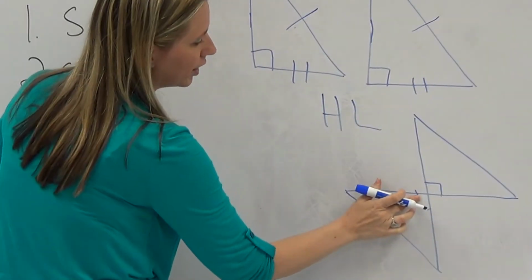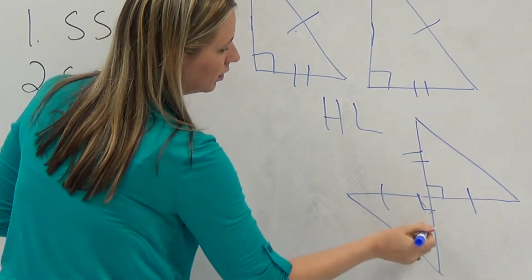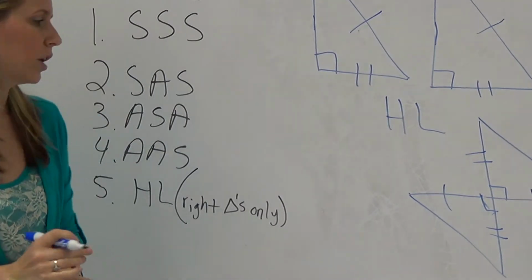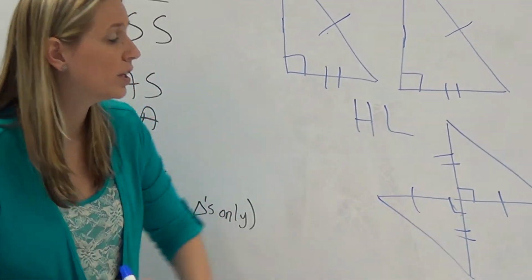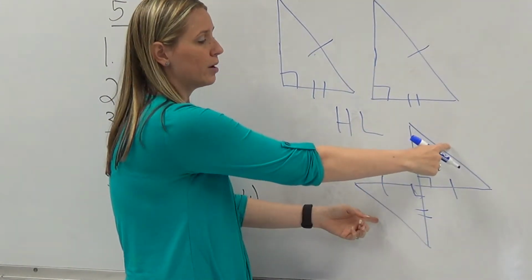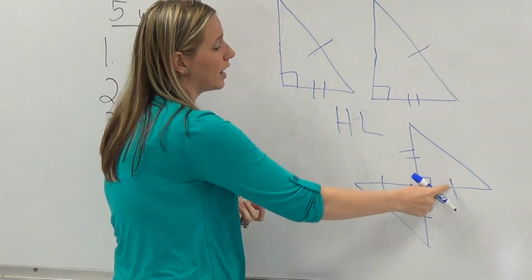Okay, we've got two right triangles here. If you look at this, this is a tricky one. This one always confuses people. Okay, if you look at this, you would automatically think it's HL, but it's not. These are a leg, these are a leg. Here's your hypotenuse, okay? So this is not HL. Again, this is side angle side.